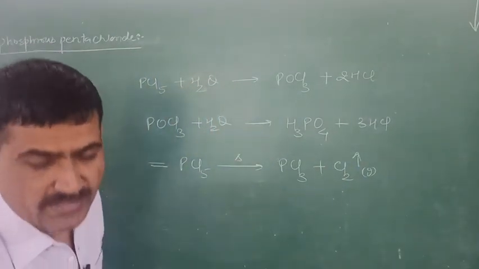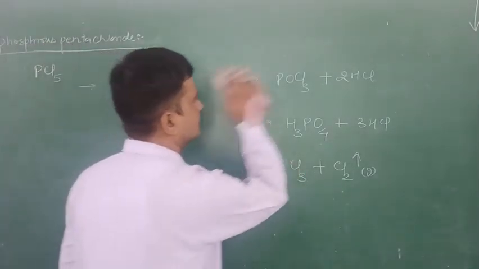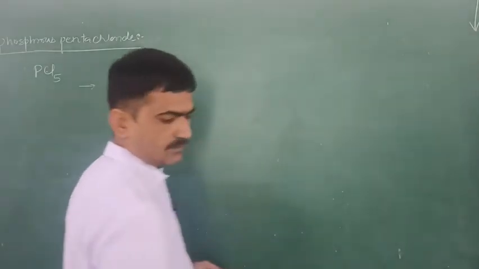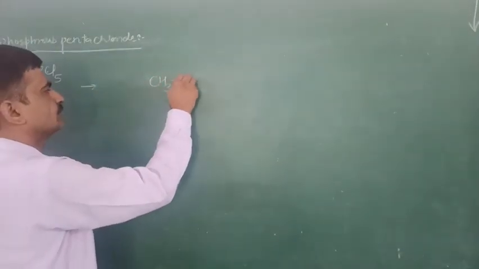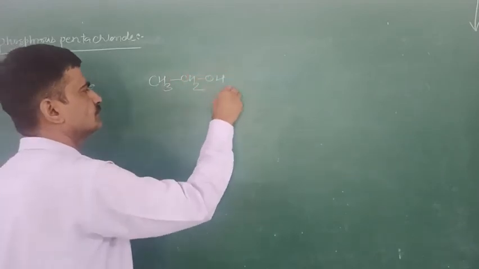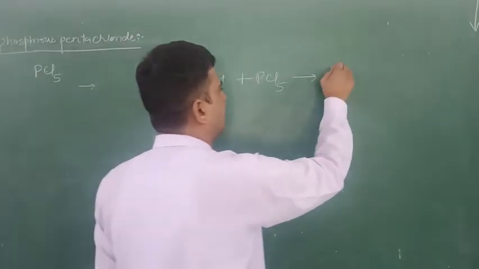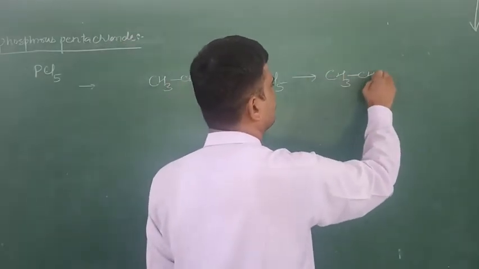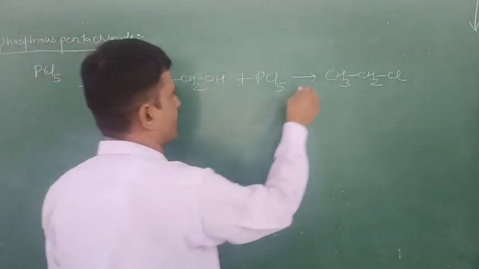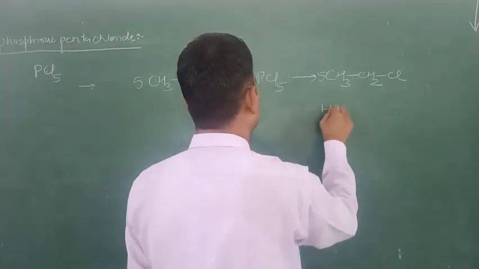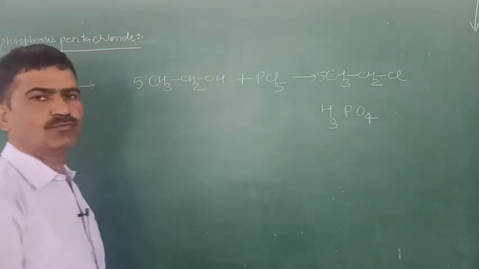Now phosphorus pentachloride reacts with organic compounds, just like ethanol. It gives you alkyl halide, along with H3PO4, phosphoric acid formed.